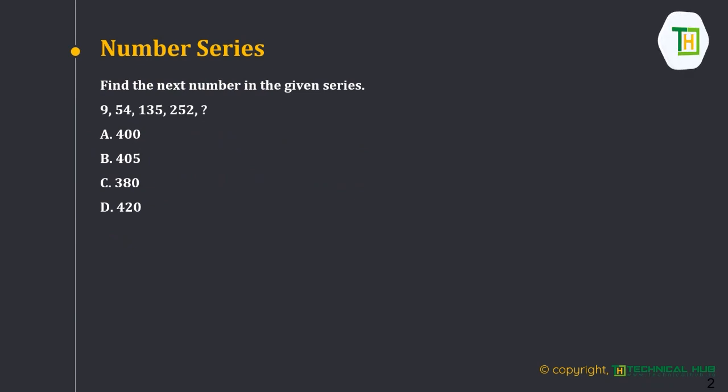Find the next number in the given series. If you observe the series here, 9, 54, 135 and 252. Just by seeing the first two, 9 and 54, the first thing which comes to my mind is 9 into 6 is equal to 54, isn't it? 6 9s are 54. So that might be the logic. But if you observe the second and third numbers, 54 and 135, 135 is not at all a multiple of 54. I will never get a 5 when I multiply a number with 4. So the multiplication logic is not going to work here.